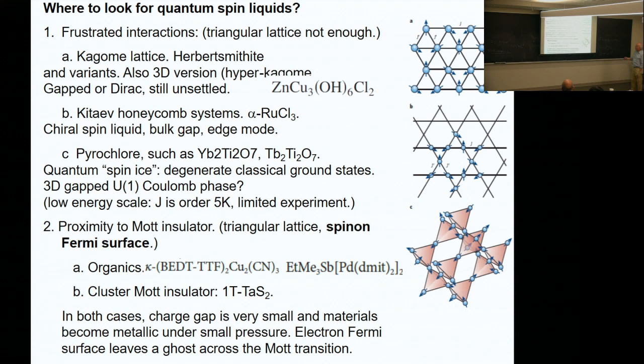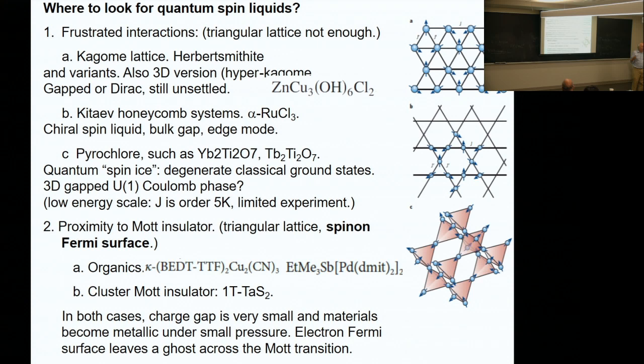The second route, which has shown a lot of promise, is to go near a Mott transition. Suppose you have a Mott transition, and let's imagine we are on the insulating side of the Mott transition. So it's barely insulating. It's not a strong insulator. In other words, the charge gap is small. In that case, I think there's a good hope of finding a spinon Fermi surface.